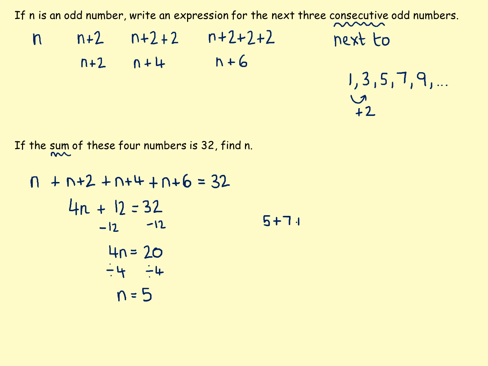And if we want to check our answer, we should find that if we add 5 and 7 and 9 and 11, let's check it. 5 and 7 is 12, 9 and 11 is 20, 12 and 20 is 32, so we know that we're correct, so we can check our answer that way.